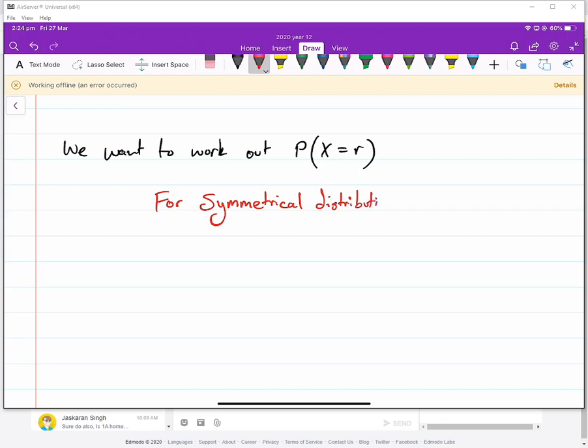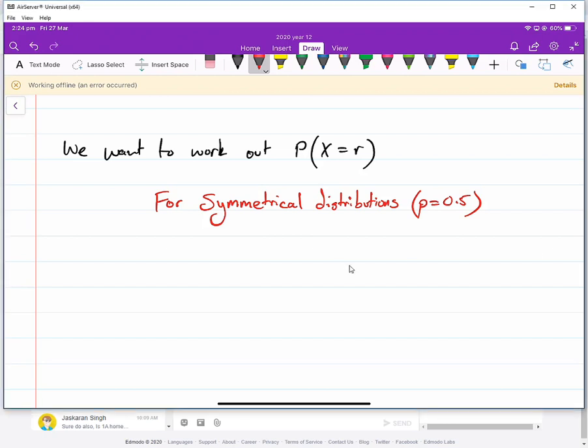Okay, so it's equally likely both ways, or P is equal to half. Our symmetrical distribution is going to say that you've got a half chance of success and a half chance of failure. Okay, so let's have a look at this example.